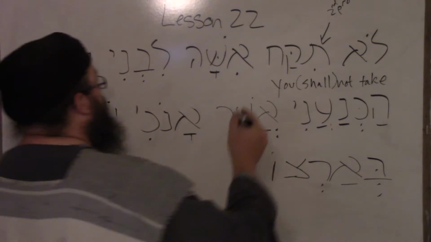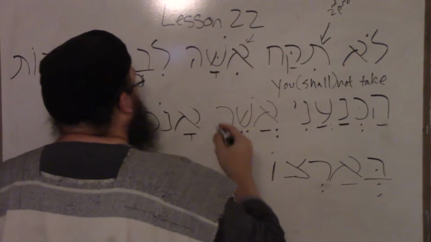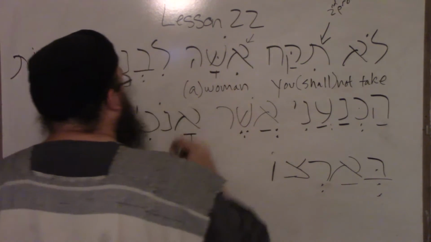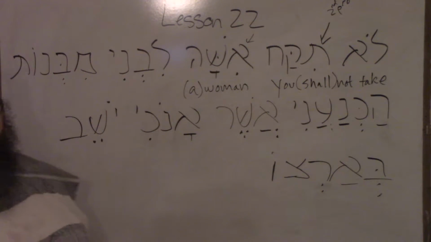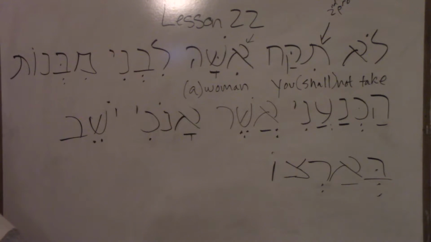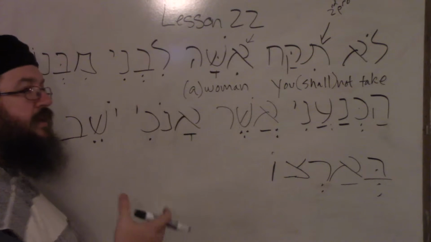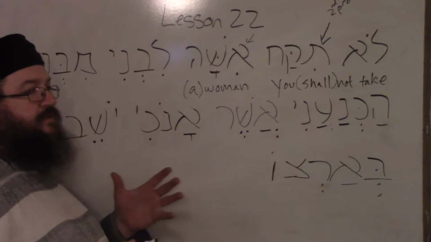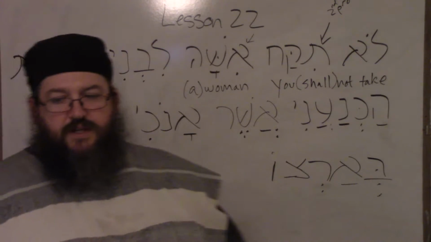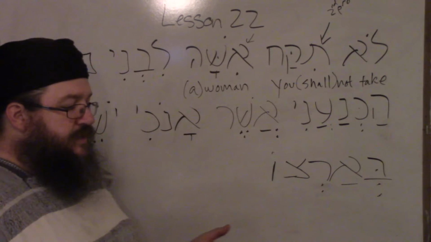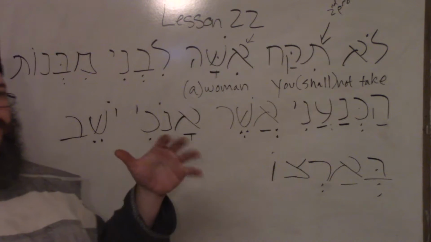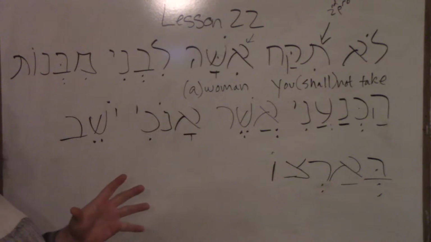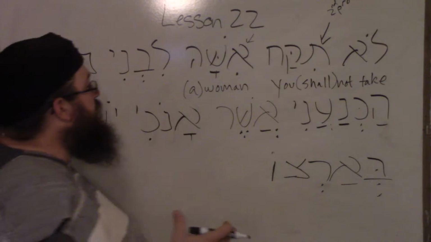So the next part we get the word is isha. Now isha is a woman. Notice I'm going to put brackets because the word a does not exist. A is an indefinite article only used in English, but Hebrew does not carry indefinite articles. Indefinite articles is really the concept of how English focuses upon indefiniteness. Hebrew only uses the noun in its normal form, which creates the indefinite state.